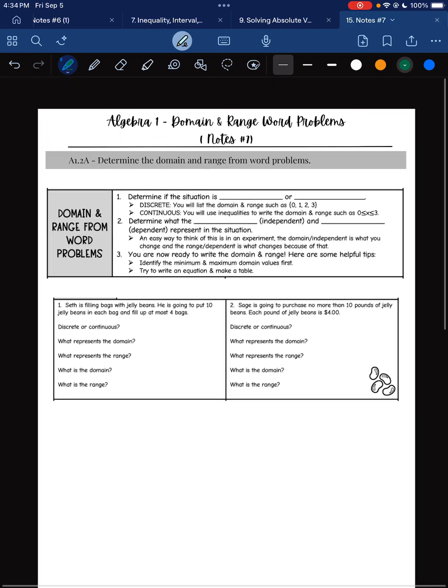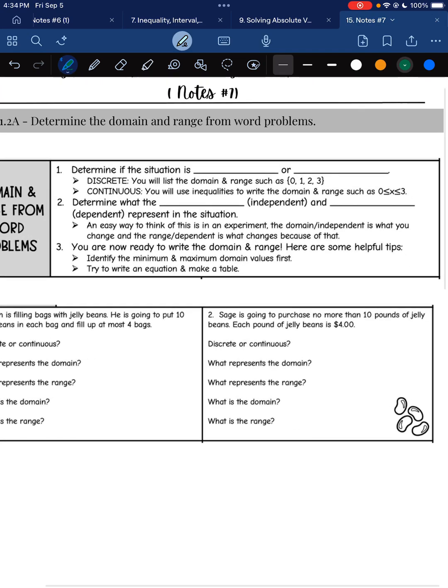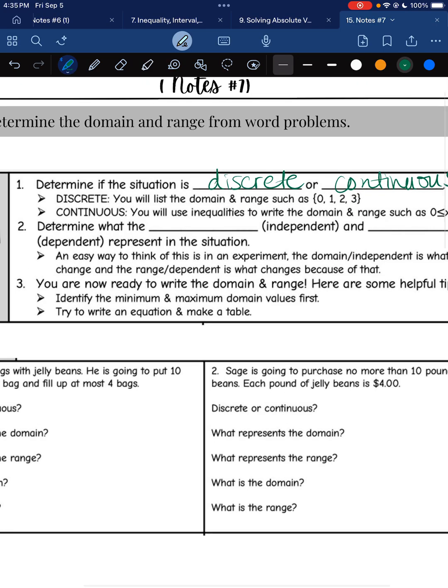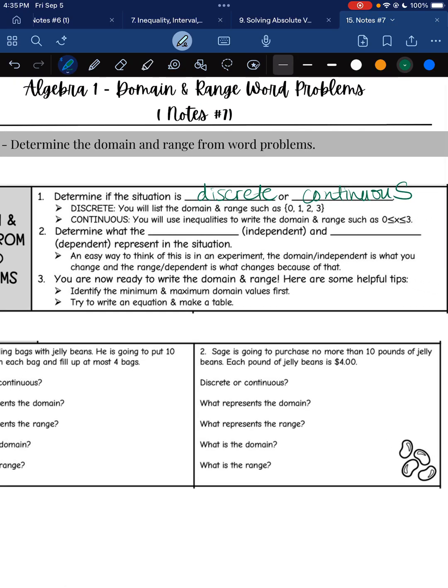Okay, these are going to be domain and range word problems. So the first thing that you have to do is determine if the situation is discrete or continuous. And then you'll list the domain and range depending on that. And we've done that with graphs before, so you can look at your domain and range graph first notes.